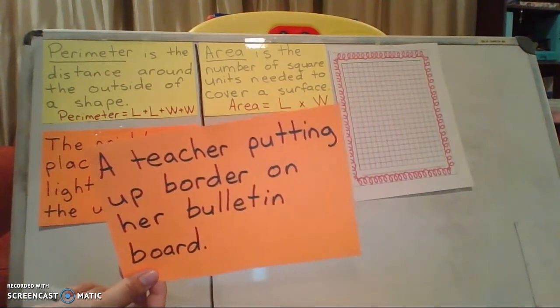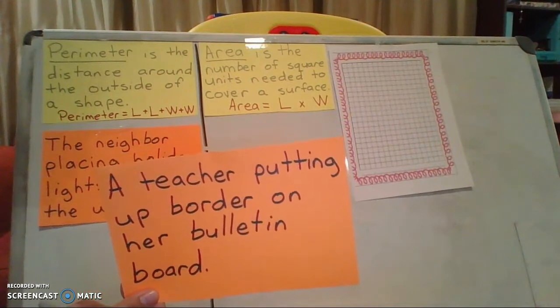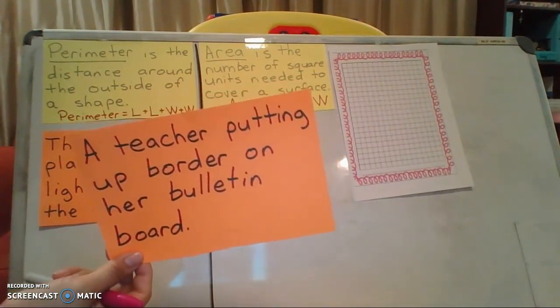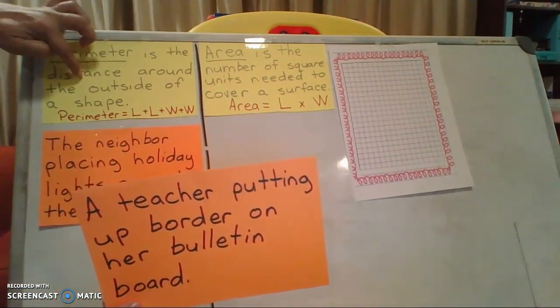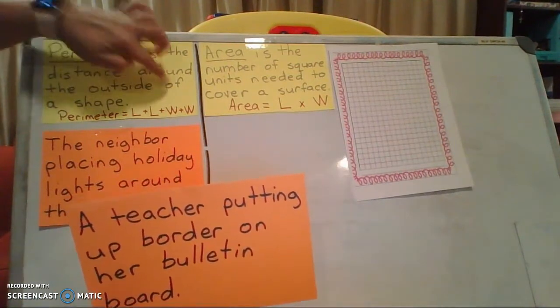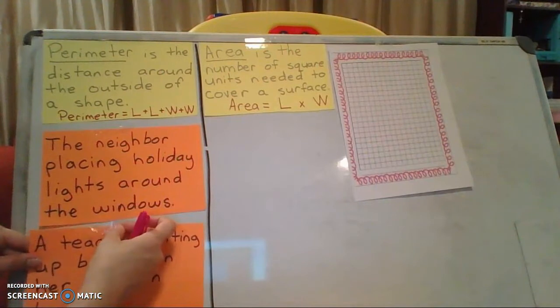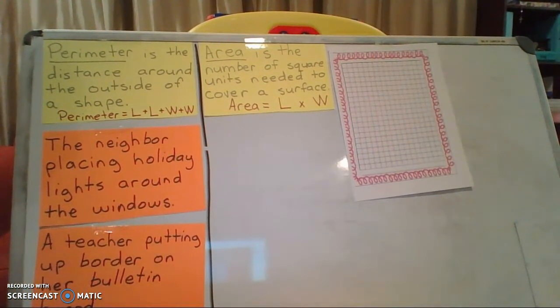And border is usually a straight strip of paper, colorful paper. Sometimes it's cut up in nice shapes with the colorful little decorations on it. That would be, again, the distance around the outside of the shape. So this would also be perimeter. So I'm going to put it on this side. There we go. Let's look at another one.